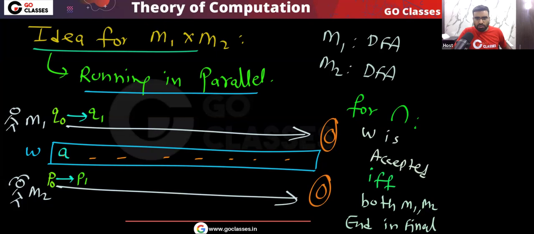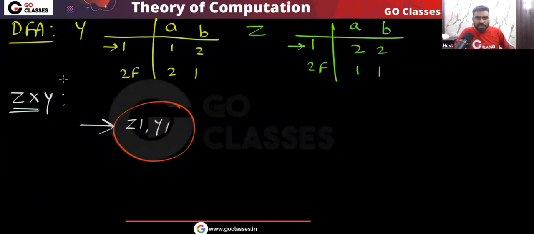Now if you understood the idea, you can easily see that in this Z cross Y, the initial state will be both DFAs in their own initial states. Z will be in its initial state and Y will be in its initial state. So I can call it Z1 Y1, so that there is no confusion: DFA Z is in its initial state and DFA Y is in its initial state.